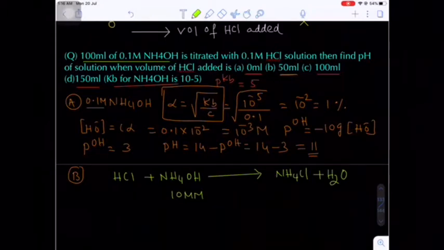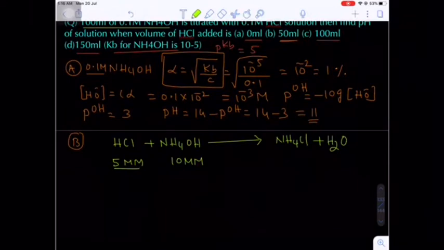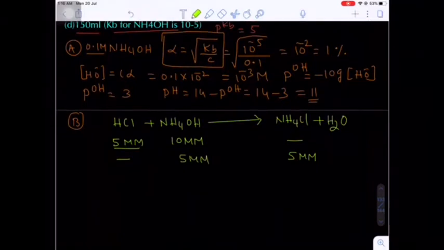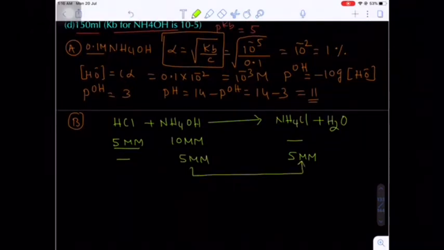Now NH4OH is given as 100 ml and molarity 0.1. So 100 into 0.1 will be 10 millimoles. Yes or no? Now in the question, hydrochloric acid is 50 ml into molarity 0.1, so 5 millimoles. Now tell me which is the limiting reagent? Hydrochloric acid. That means the hydrochloric acid, 5 millimoles, is completely consumed. Out of the 10 millimoles of ammonium hydroxide, 5 millimoles will be left. Yes or no? Now in the solution, the composition is NH4OH and NH4Cl.